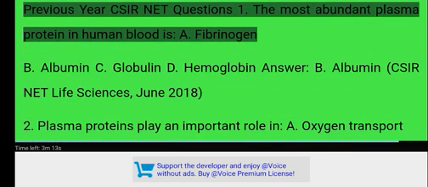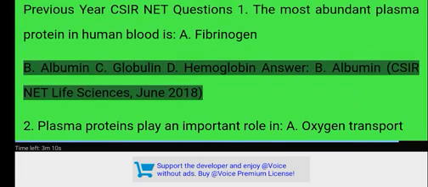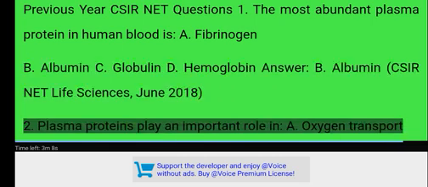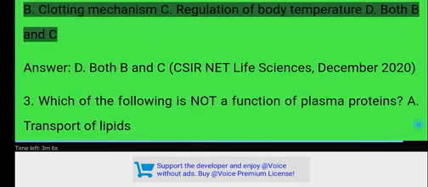1. The most abundant plasma protein in human blood is: A, fibrinogen; B, albumin; C, globulin; D, hemoglobin. Answer: B, albumin. CSIR NET Life Sciences, June 2018. 2. Plasma proteins play an important role in: A, oxygen transport; B, clotting mechanism; C, regulation of body temperature; D, both B and C.